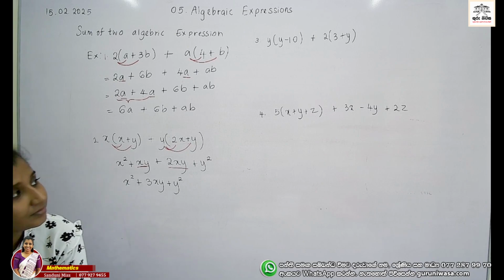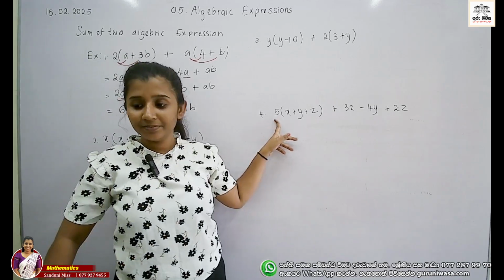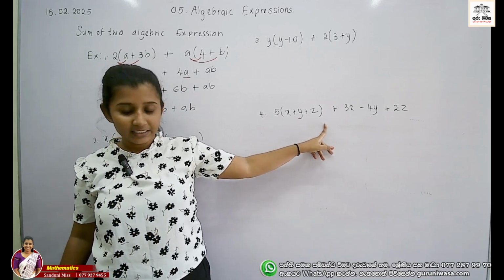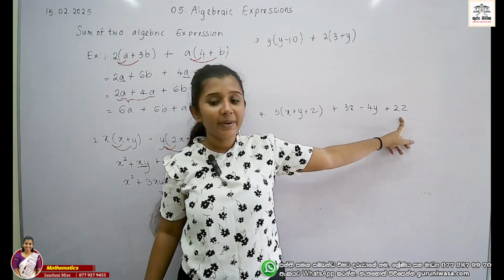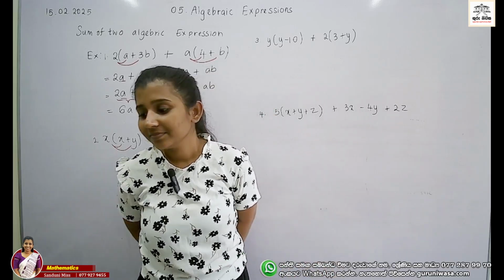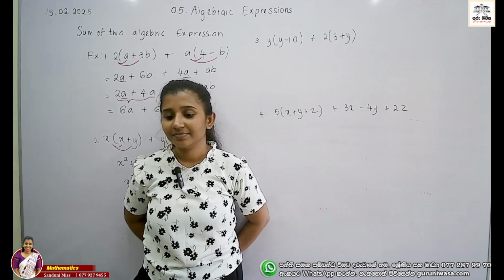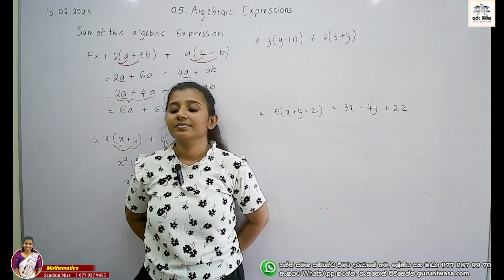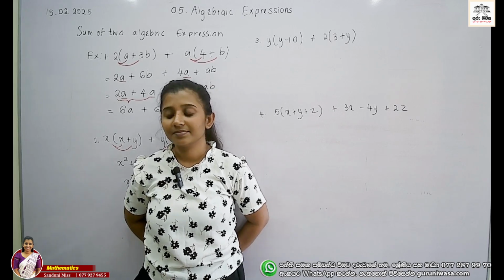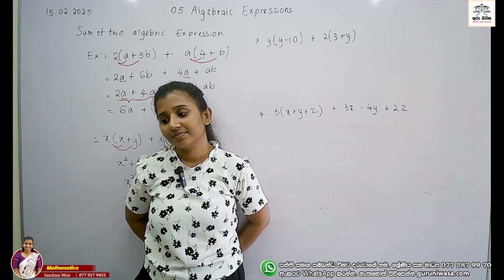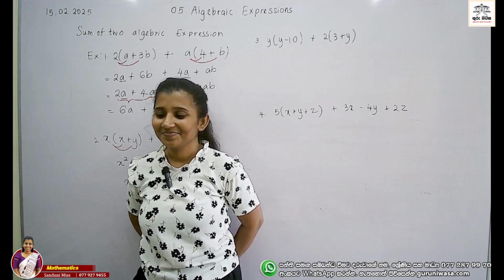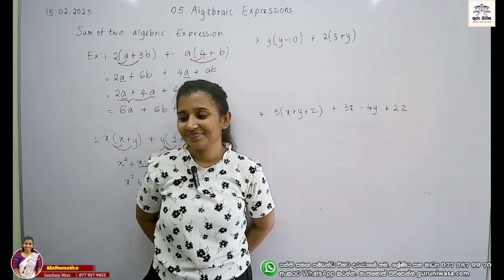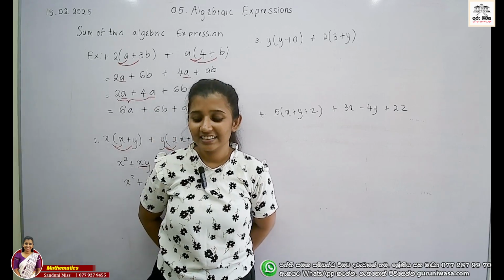What is it, miss? The fourth one. 5x plus y plus z, 3x minus 4y plus 2z. And finish.